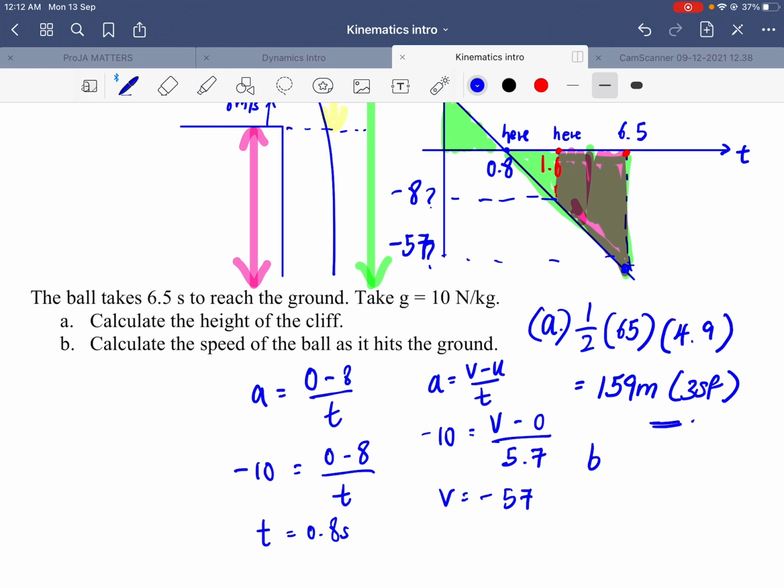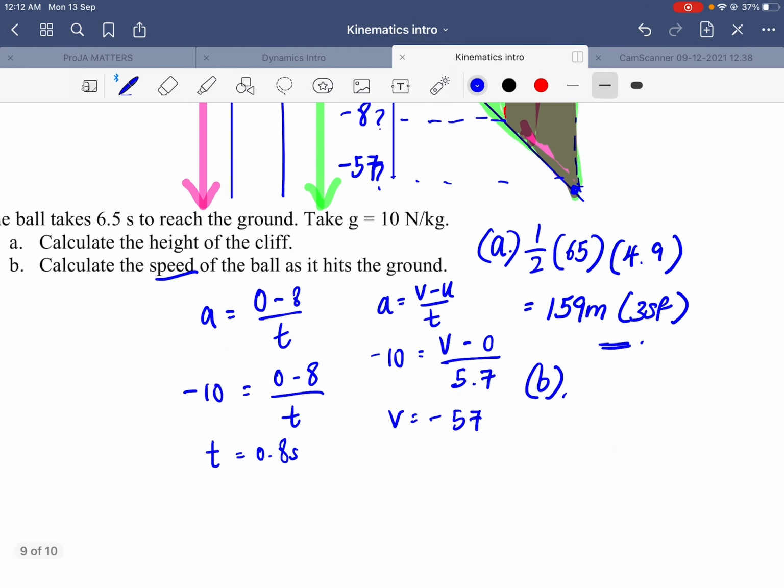And then for part B, we actually solved it just now already. It's pretty simple. Calculate the speed of the ball as it hits the ground. They ask for the speed, so can you give a negative answer? No. As it hits the ground, so it hits the ground means this part. Yep. So we already got the answer actually, but we just present another working.